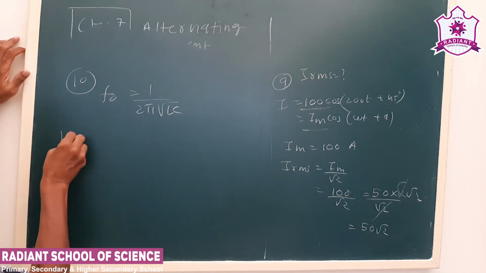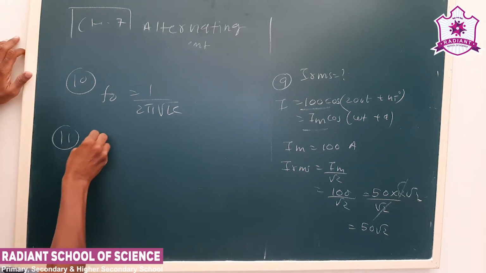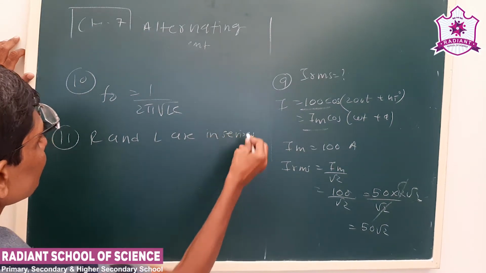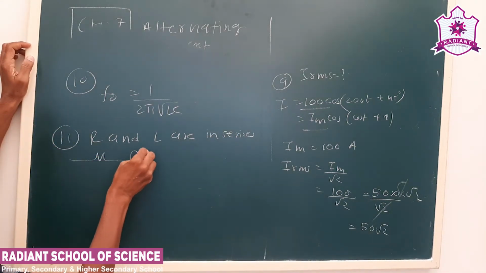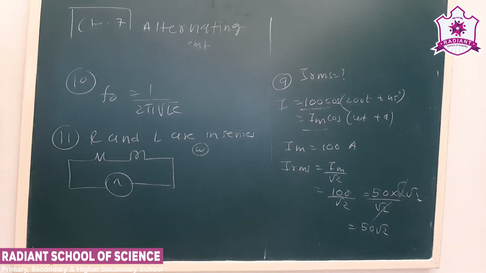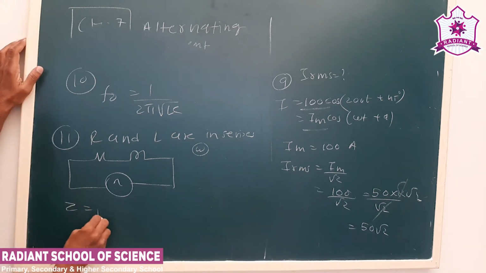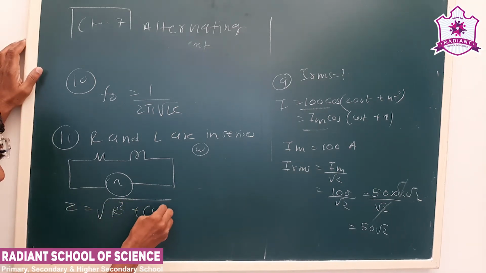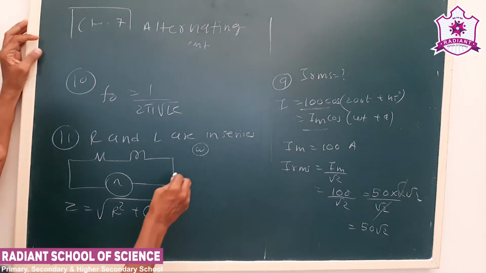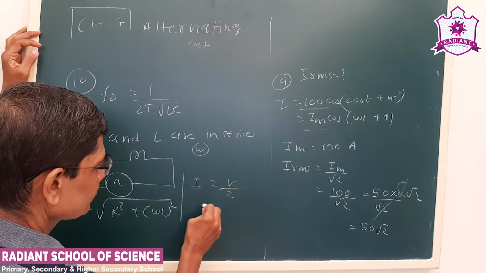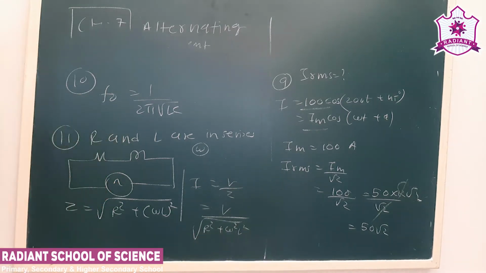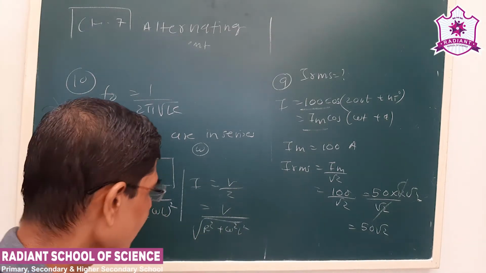Now next is a case of R and L. Okay, now see, let us say omega is an angular frequency. So what is the impedance? Impedance we can write as root of R square plus omega square L square. And suppose we have to find out the current, then I will be V by Z, V upon root of R square plus omega square L square. So this is how we can solve. Now see the next MCQ.